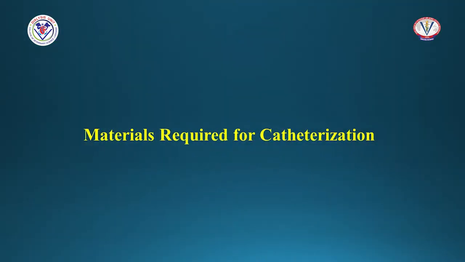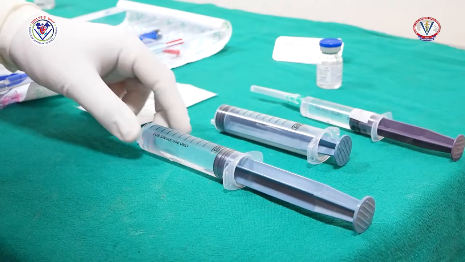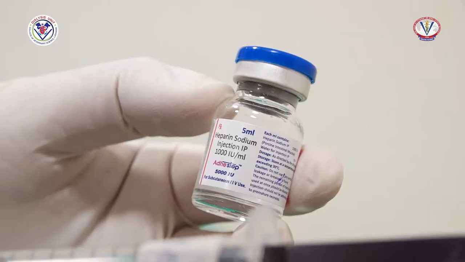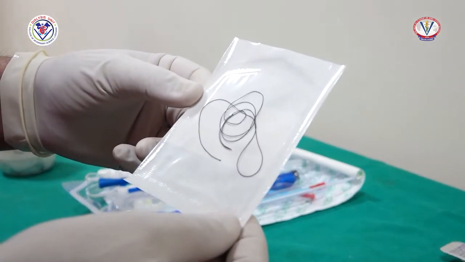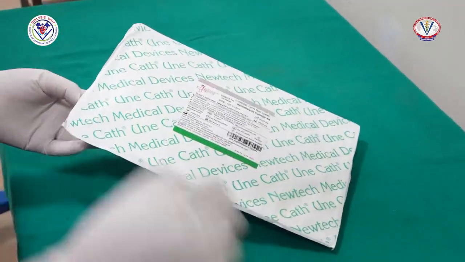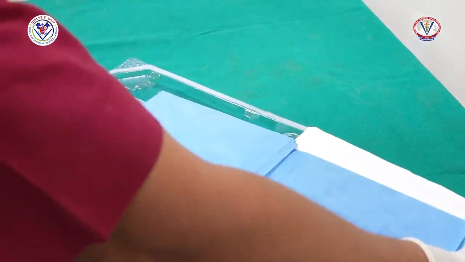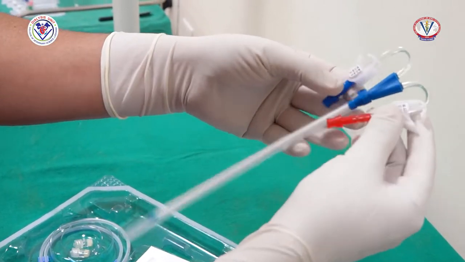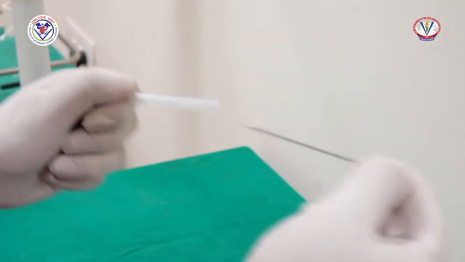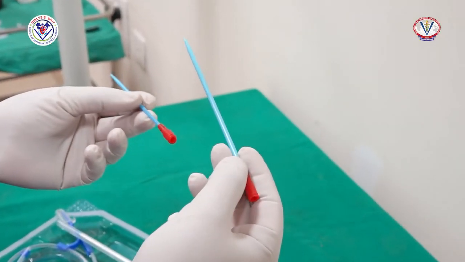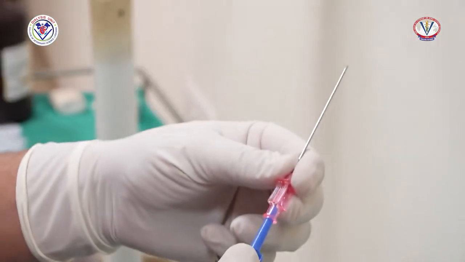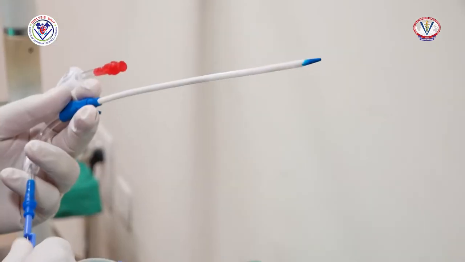Materials required for catheterization: sterile swabs, two 20 ml syringes, one loaded with normal saline solution and one empty, diluted heparin solution, suture material, and hemostats in case of emergency. A double lumen catheter kit typically includes a double lumen catheter, a guide wire, a 16 or 18 gauge needle, vessel dilator, BP blade, and suture material. Always check the catheter and guide wire for any defect before performing catheterization.